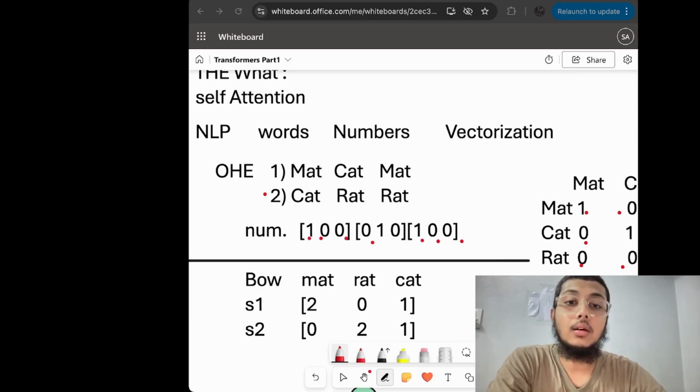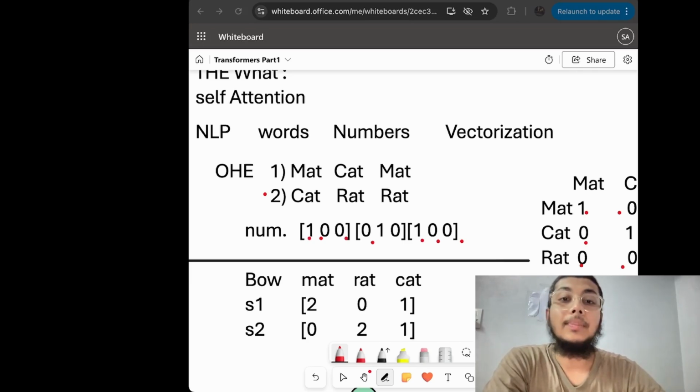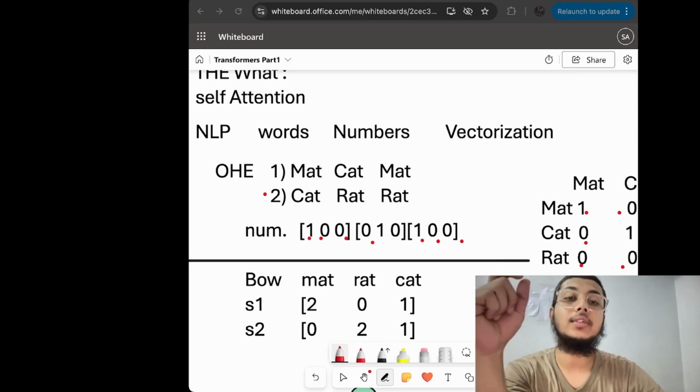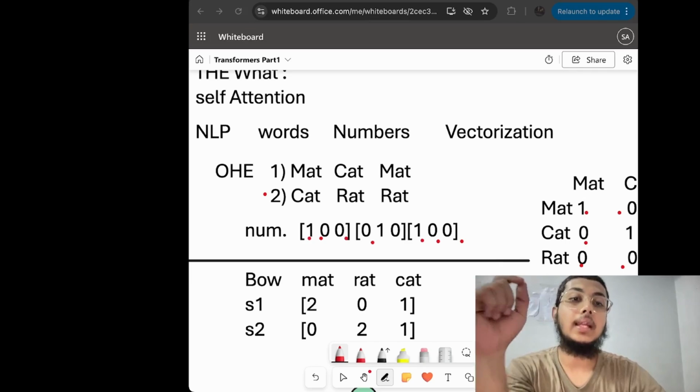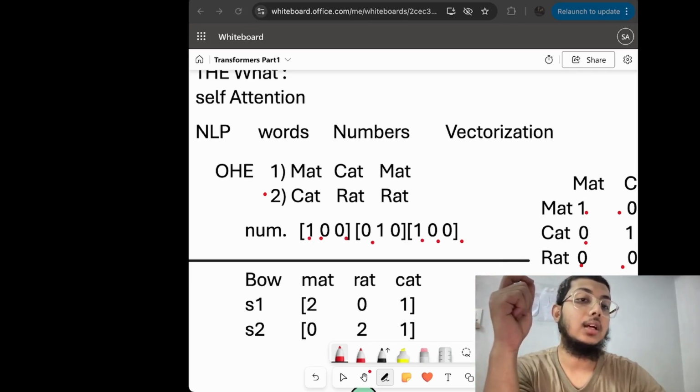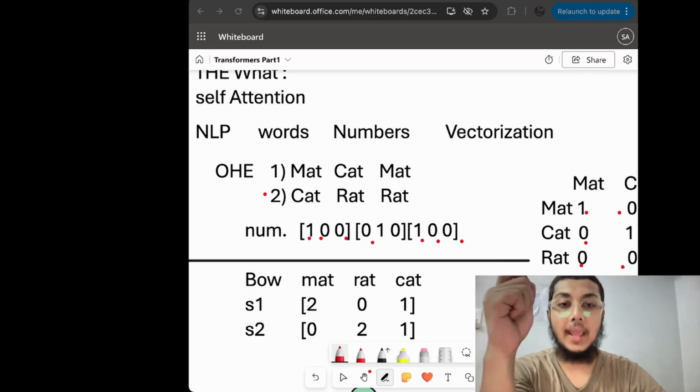So then we talked about improving it. One more technique came up called bag of words, which was a slight improvement. In one hot encoding you are just seeing whether that word is there or not, but in bag of words you also see how many times that word has come. You will again write down all your unique words, like mat, rat, and cat, and then you will take each sentence.